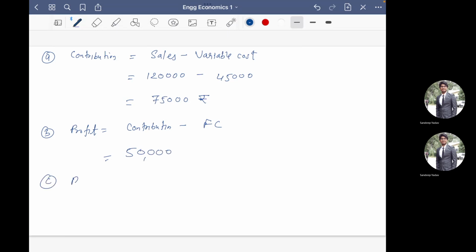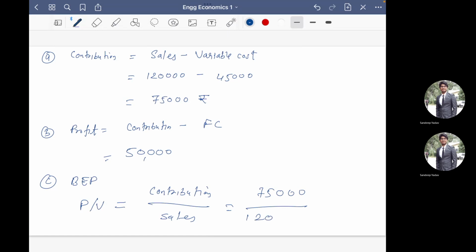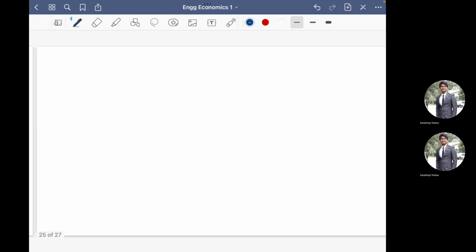Now break even point will be calculated from the PV ratio. Here other things are not given, so we can calculate the PV ratio. PV ratio is contribution upon sales. Now 75,000 divided by 1,20,000, that will be 62.50%. So that is the profit to volume ratio.